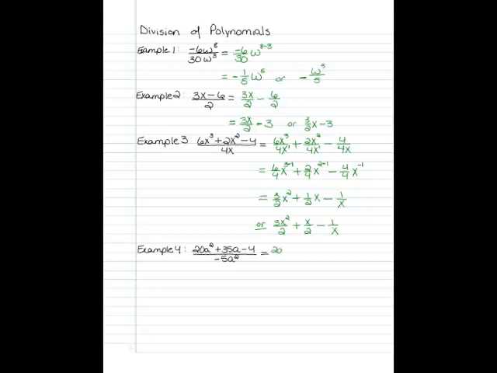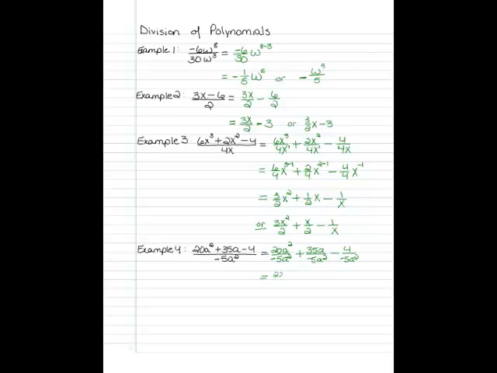We have 20a squared divided by negative 5a squared plus 35a divided by negative 5a squared minus 4 divided by negative 5a squared. Now the fact that the denominator is negative, we are really going to have to pay attention to the signs as we work through this. Otherwise the procedure is going to be exactly the same as example 3.